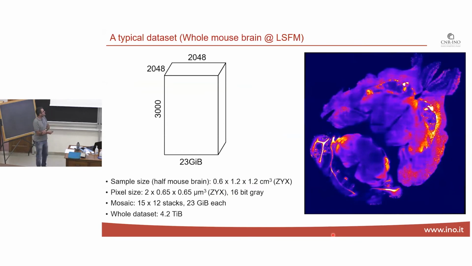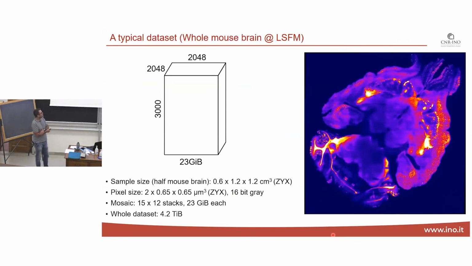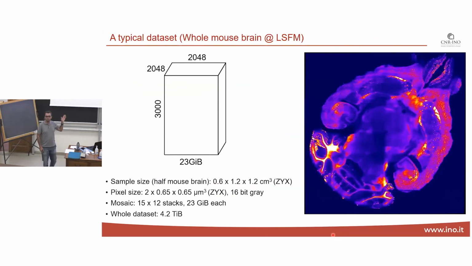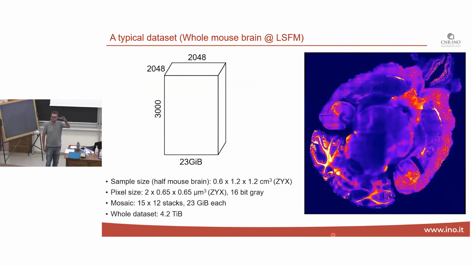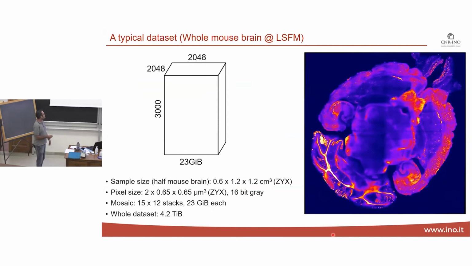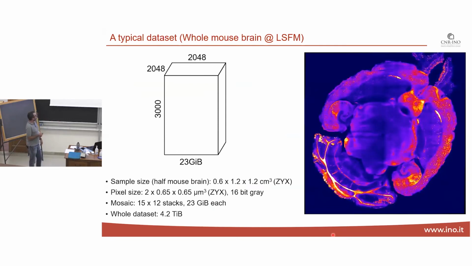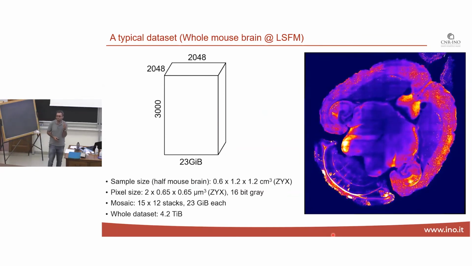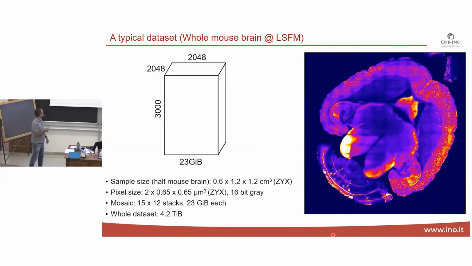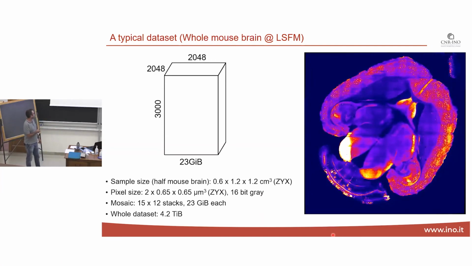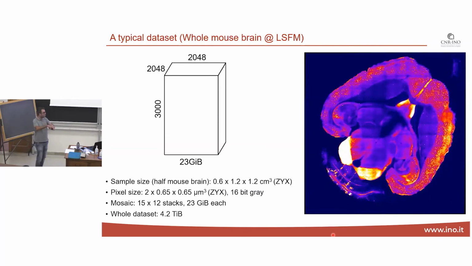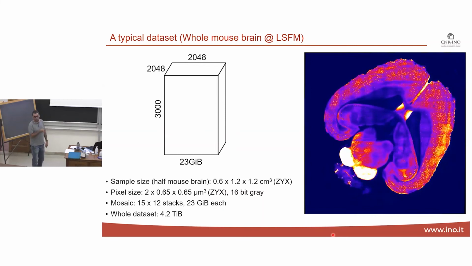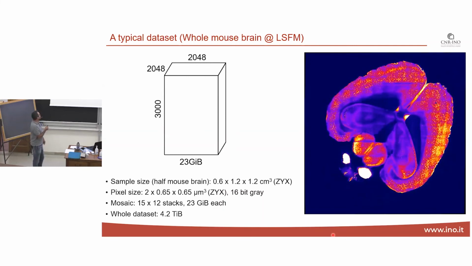This is a whole mouse brain that we acquired at our microscope. You see the tomography. So as time goes by, there's no time here. We're looking at different coordinates along the thickness of the sample, okay? This particular data set was 4 terabytes, but 4 terabytes don't come in a single file. It's a grid, it's a mosaic. In this case, it was 15 by 12 stacks, overlapping stacks. Each stack in this particular case was 23 gigabytes, but it can be more than this. Each stack has 3,000 frames.